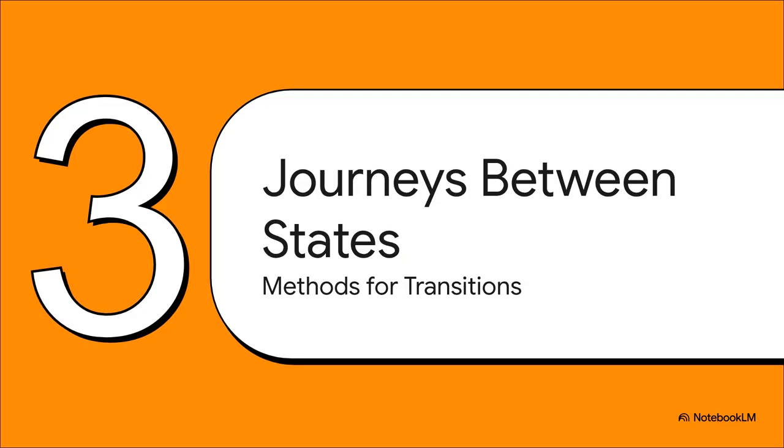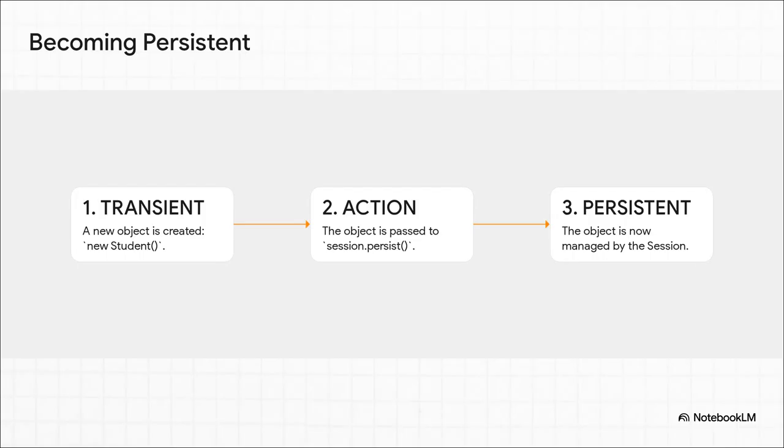All right, so we've got our 4 states, but an object doesn't just randomly hop between them. We trigger these moves with specific Hibernate methods. So let's look at the most important journeys an object can take. The most common trip, by far, is going from transient to persistent. You create a new object from scratch, and then you just hand it over to Hibernate by calling session persist. Boom! That's it. In that one line, you've told Hibernate, hey, take this, manage it, save it. And just like that, the object is now persistent.